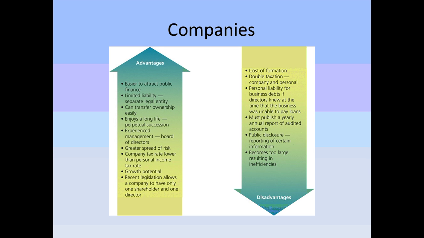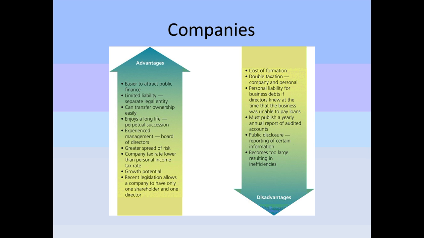You are exposed to personal liability for business debts if you knew at the time you were trading that the business was in trouble and unable to pay its loans. It is illegal to continue trading when the business is no longer considered viable. You must also publish a yearly annual report of audited accounts, so you have to pay a professional to come in and check your accounts each year. You don't have to do that if you're a sole trader or a partnership.